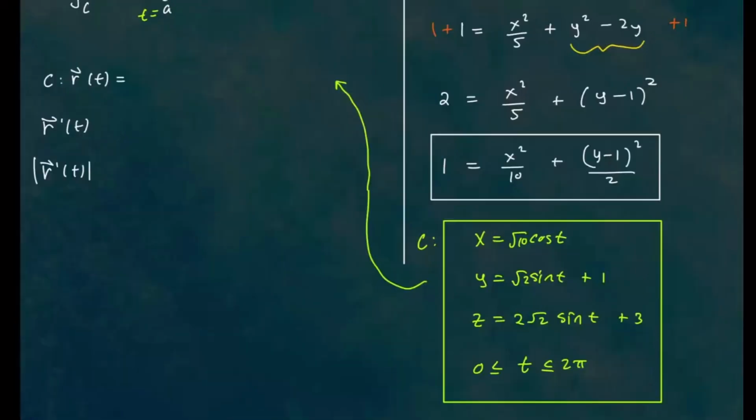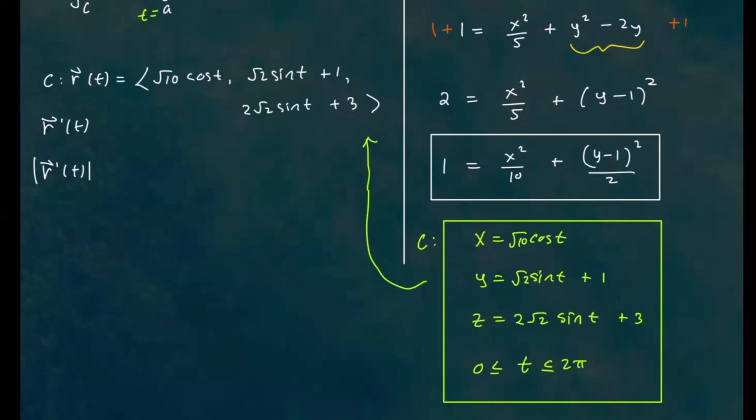Okay, so now we can plug this into our vector form for C. So we'll have x, that's square root of 10 cosine t, y is square root of 2 sine t plus 1, and then we have z, which is 2 square root of 2 sine t plus 3. All right, so that is the curve C in vector form.